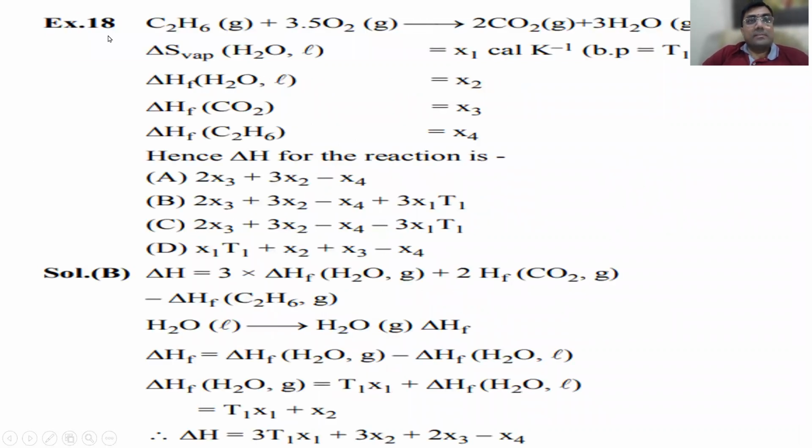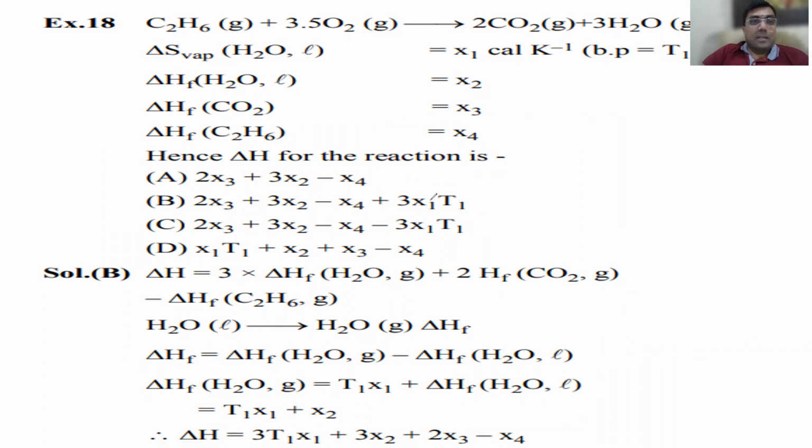C2H6 is given. C2H6 is what? Ethane. So the ethane combustion reaction is given. And delta S vaporization is also given. I'll take this up. This also I'll take up.